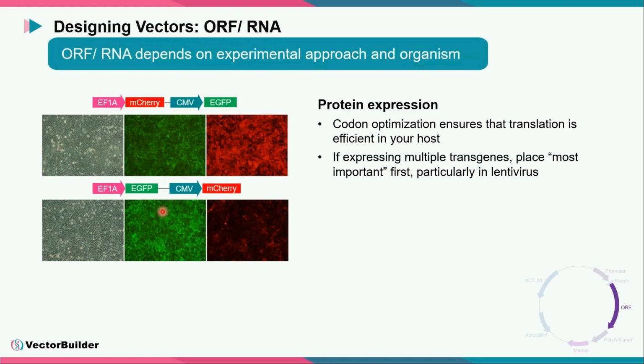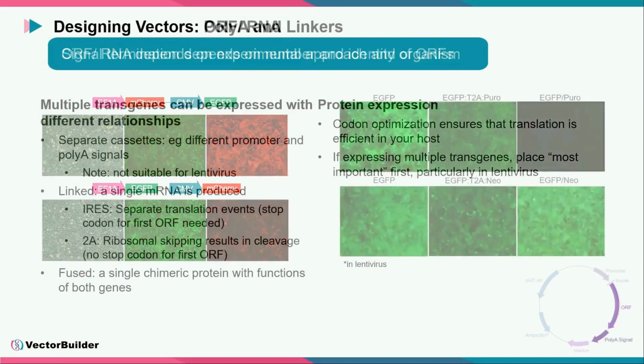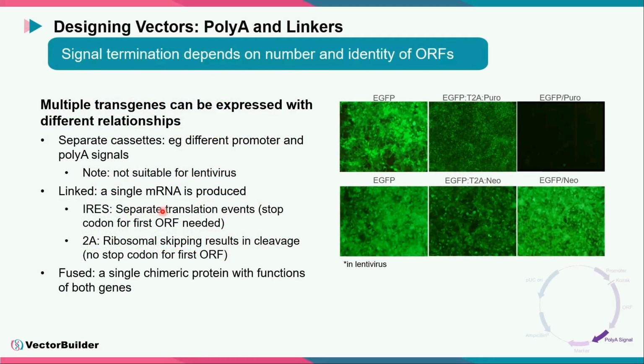So if we have our ORF, we have our promoter driving our ORF or our RNA, then the next thing that we have to consider is what's downstream of that. If it's nothing, great. We just have our polyA signal and we're good to go. But if you want to express multiple genes, there are different ways that you can situate them beside each other. You can encode them as completely separate cassettes. For instance, you can have different promoters, and separate polyA tails. They can be treated completely separately.